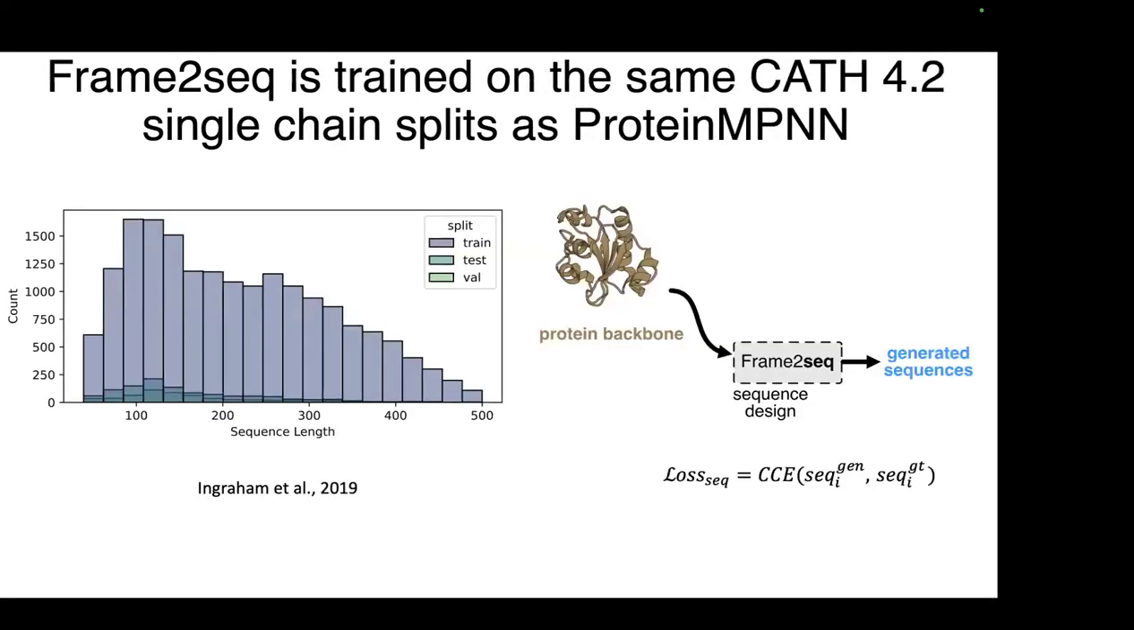Before the rest of it, I'll just mention that the model is trained for single chain predictions, and it's compared to protein MPNN on the CATH 4.2 set. The protein MPNN model mentioned in this work is also trained on the same splits without backbone noise. This also relates back to the paper I mentioned earlier from John Ingram. And the loss is just the standard categorical cross entropy.